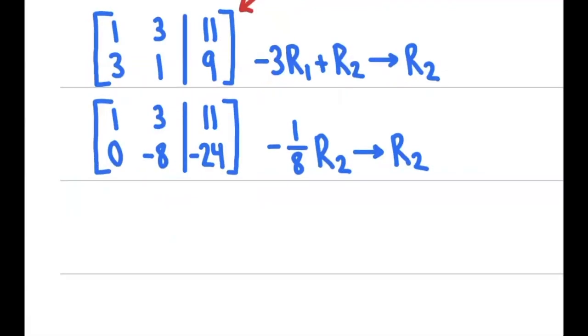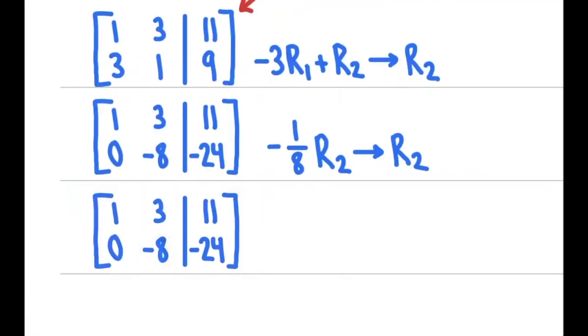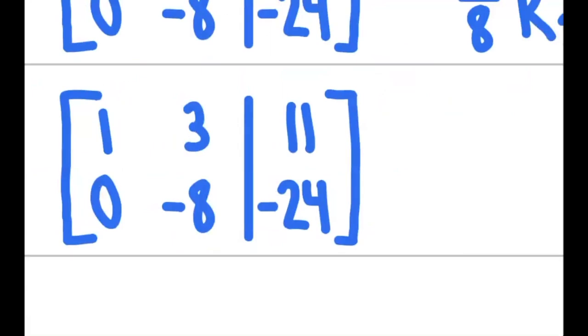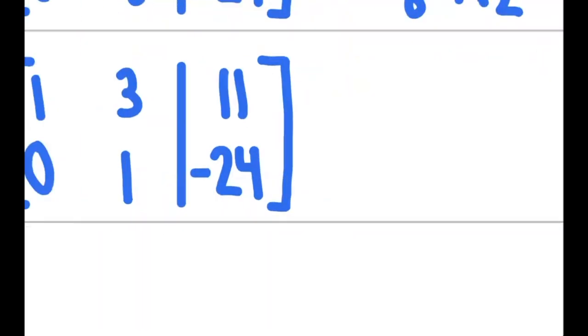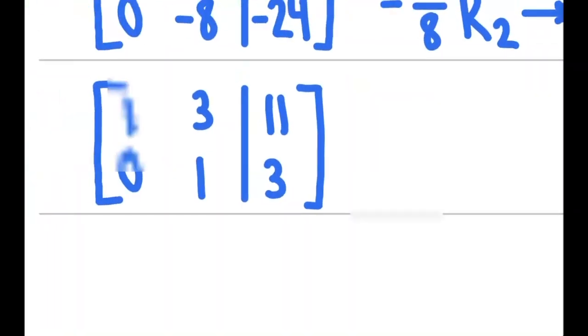So when you do that, -8 times -1/8 is 1. That's what we wanted. And then -24 divided by -8 right there. Dividing by -8 is the same thing as multiplying by -1/8, and you'll get 3. Okay? Now this looks like REF, but it doesn't look like RREF. Not yet. That's right. So lastly, I want this to be a 0.